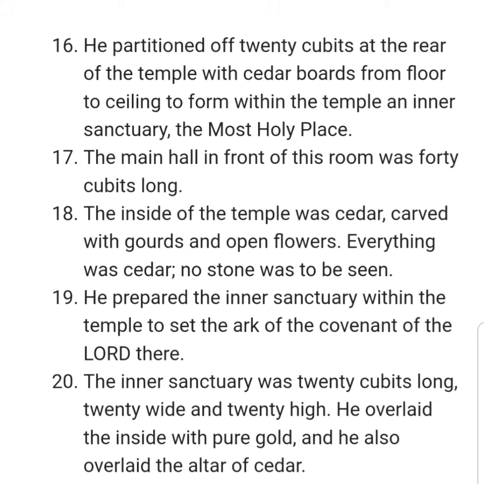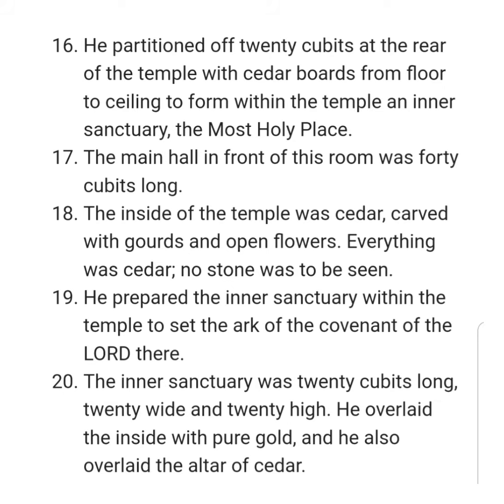The main hall in front of this room was 40 cubits long. The inside of the temple was cedar, carved with gourds and open flowers. Everything was cedar. No stone was to be seen. He prepared the inner sanctuary within the temple to set the Ark of the Covenant of the Lord there. The inner sanctuary was 20 cubits long, 20 wide, and 20 high.